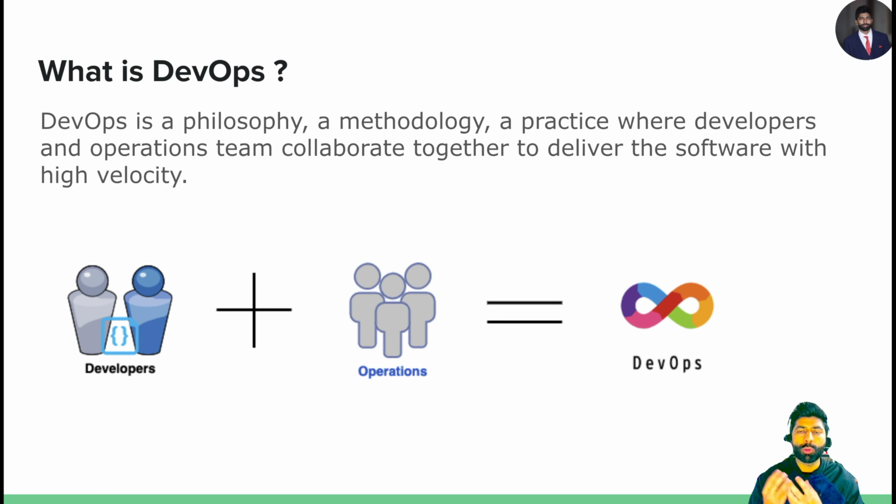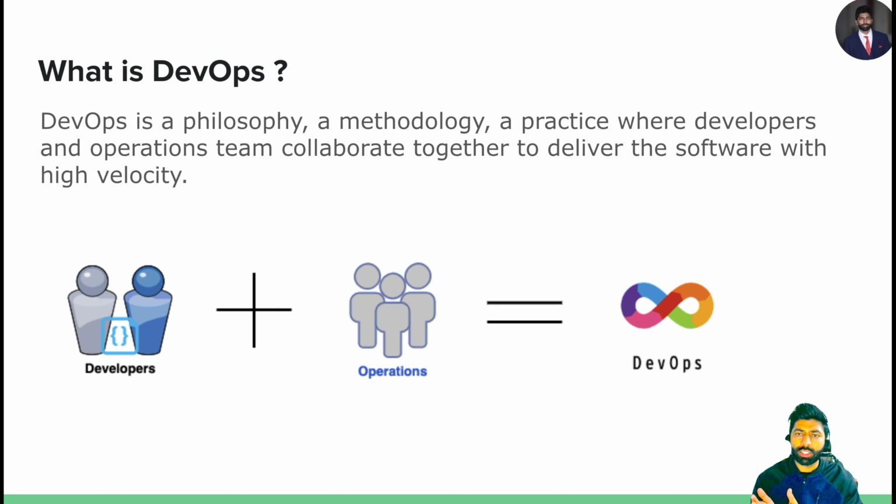What is DevOps? DevOps is a philosophy, a methodology, a practice where developers and operations teams collaborate together to deliver the software with high velocity. Before DevOps came into the IT world, developers and operations used to work in silos. Developers used to develop the code and create the artifacts, and then the operations team was responsible to release or deploy those artifacts into the environments. And they also were responsible for monitoring the software.